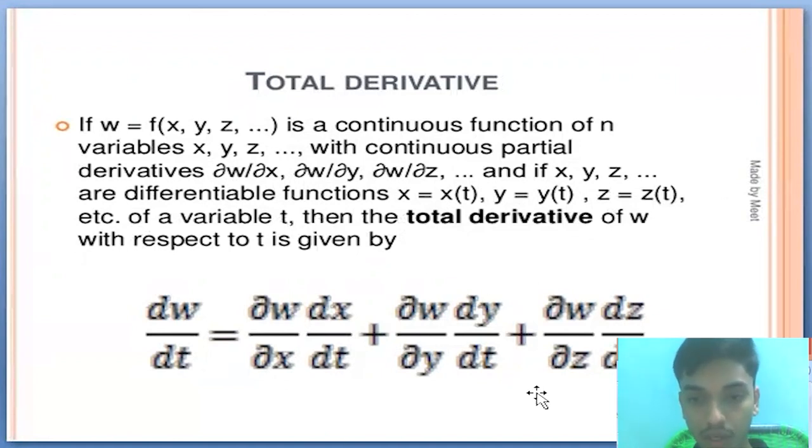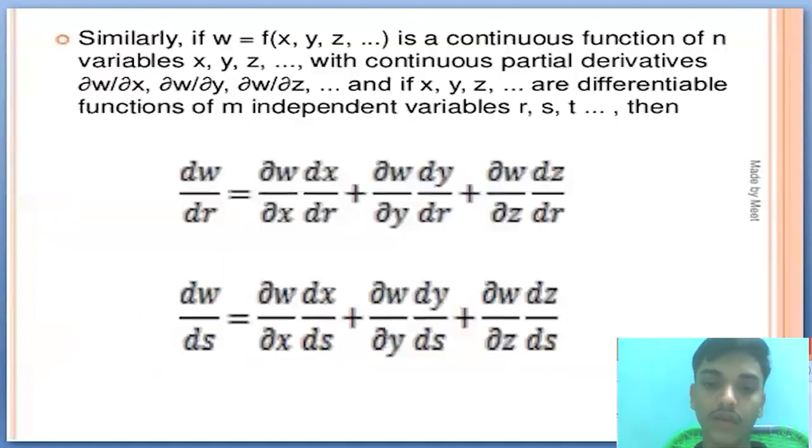This is very important to understand. dw by dt equals partial w by partial x times dx by dt, plus partial w by partial y times dy by dt, plus partial w by partial z times dz by dt. This is the whole equation that we should understand first. This is the main formula for calculating the total derivative.